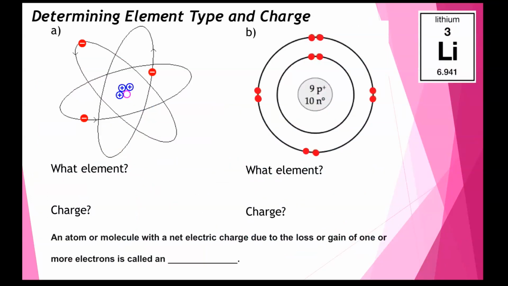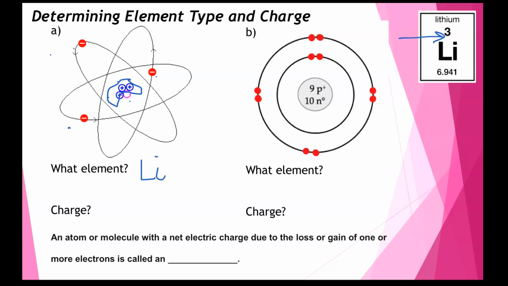So let's practice determining the type of element and determining the charge. So over here, then letter A, we have 3 electrons around the edges. We have 3 positively charged protons and 1 neutron. So only one of those subatomic particles tells us what element it is. And we said we have 3 protons. That indicates to us that it must be atomic number 3, which we already said was lithium. So based on those number of protons, we can say that this element is a lithium atom.